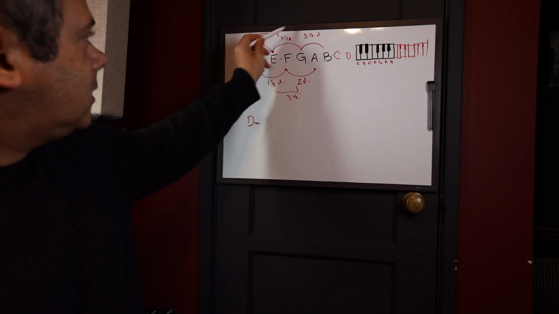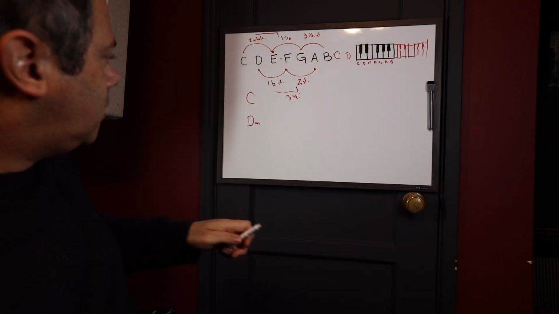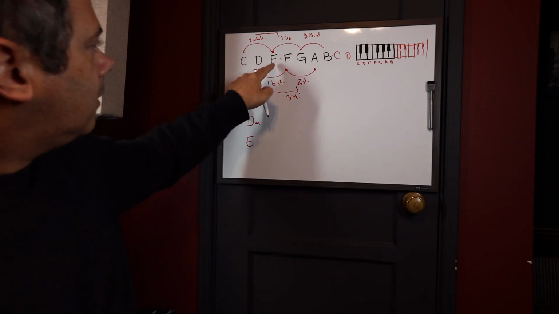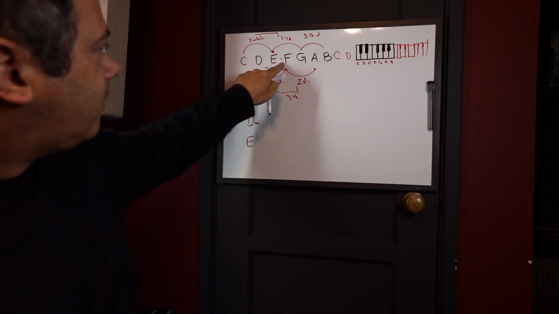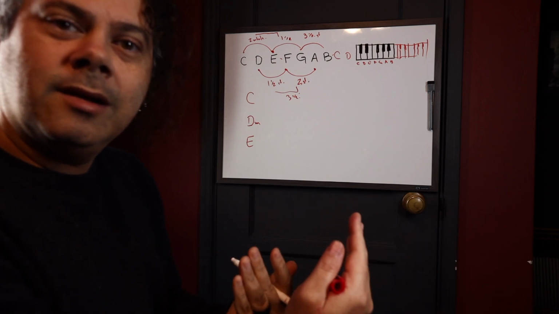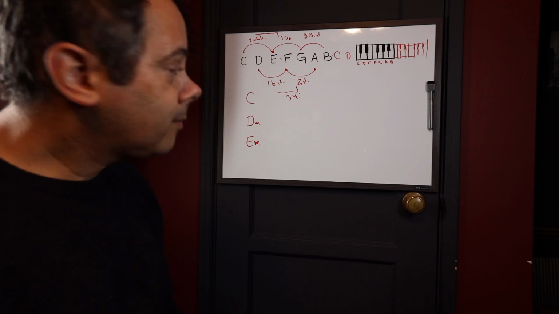So same thing here, right? From E to G, that's the letter to represent that. From E to G, I have a half step, one step. It means that it's a minor interval. So we will call this E minor.